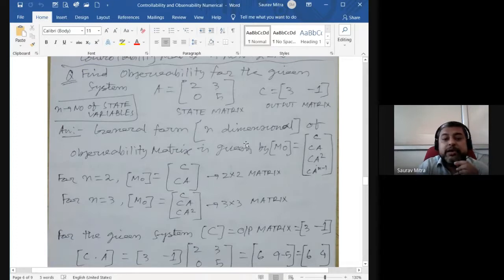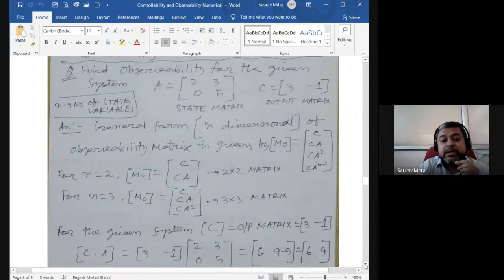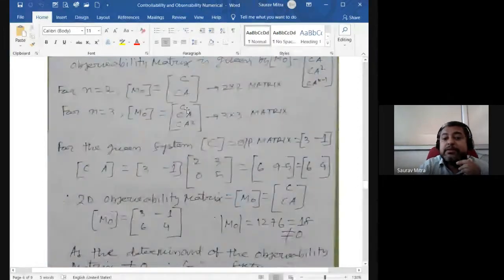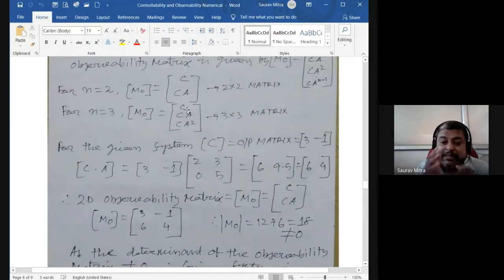That means we have to find C, CA, CA square, up to CA raised to n minus 1. So I have to go up to CA raised to 2 minus 1. If you substitute n equal to 2, you are finding C and CA. So for n equal to 2, a second order system with 2 state variables, the observability matrix will be C and CA. For 3 state variables, this is not the numerical, we will see a 3 state variable numerical next, where the A matrix is 3 cross 3, the observability matrix will be C, CA, CA square.